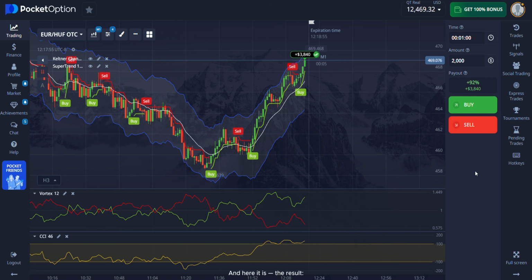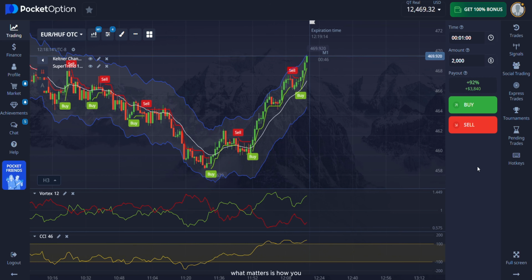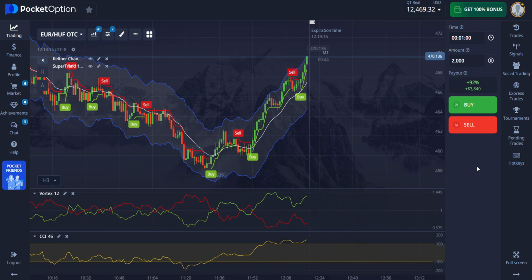And here it is, the result. The balance has grown to over $12,000. And this is what we've achieved step by step. No magic buttons, just solid market analysis and a clear understanding of price movement logic. This proves once again, it doesn't matter how much you start with, what matters is how you approach the process. If you're willing to learn, test, accept mistakes, and keep moving forward, the market will give you a chance. The key is not to look for shortcuts, but to build your own foundation of knowledge and experience.